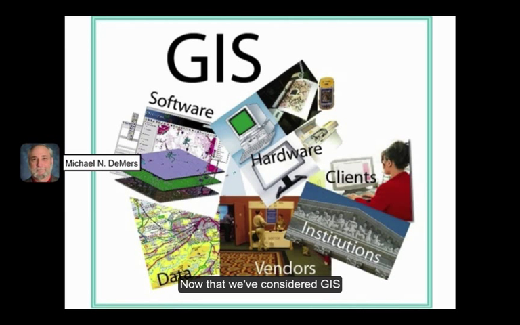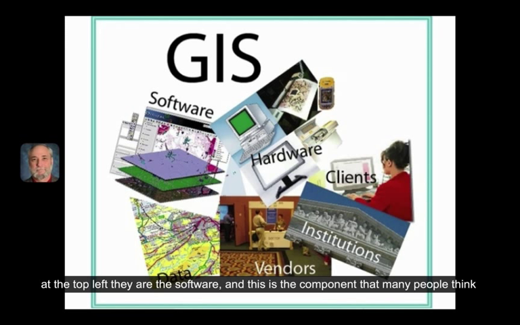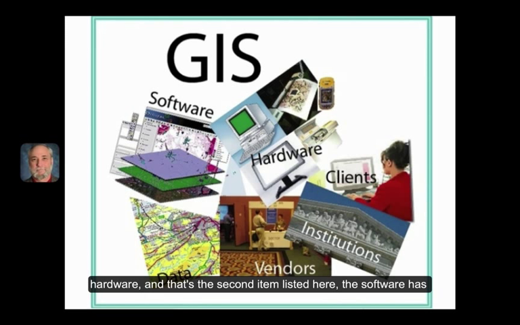Now that we've considered GIS as a system, a larger system with multiple components, let's take a look at what some of these components are. Starting at the top left, they are the software, and this is the component that many people think of first when they use the term GIS. So it is important that we have software, but of course without hardware, and that's the second item listed here, the software has nothing on which to run.